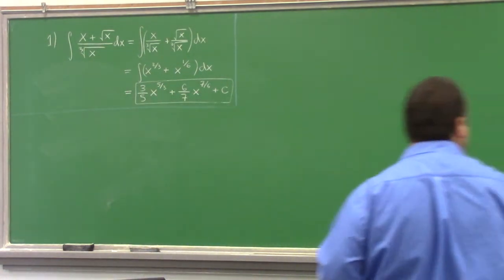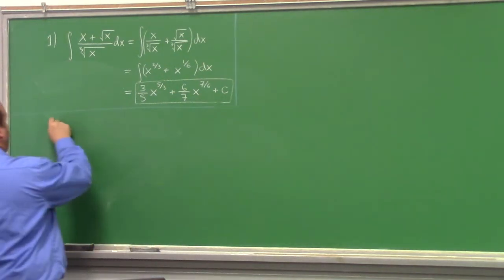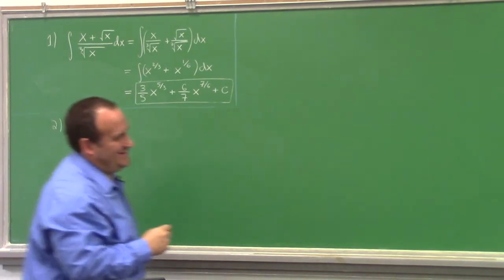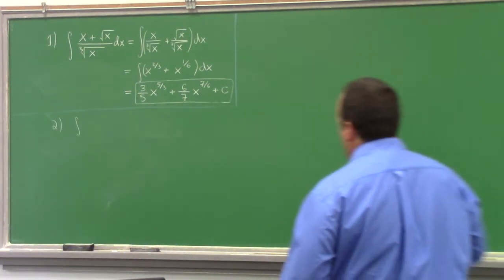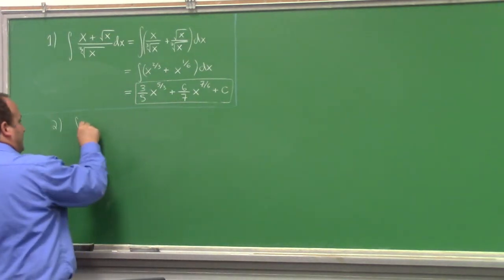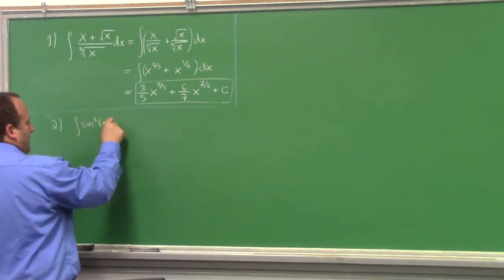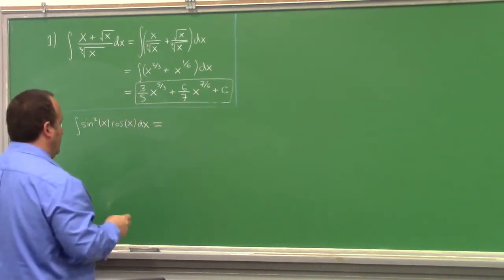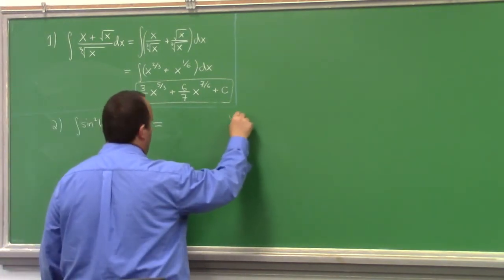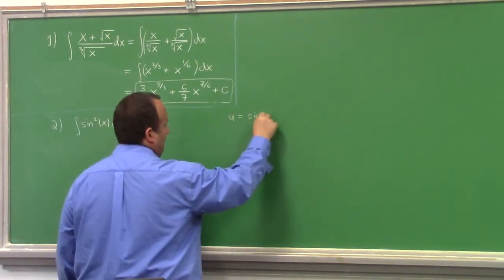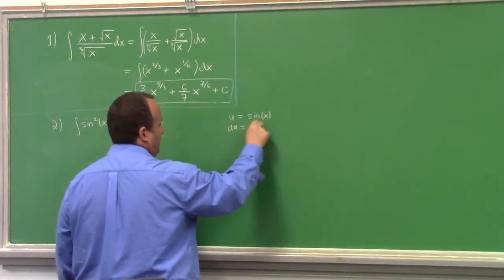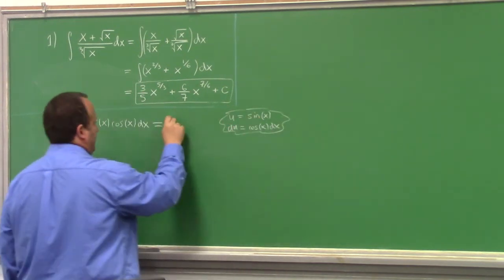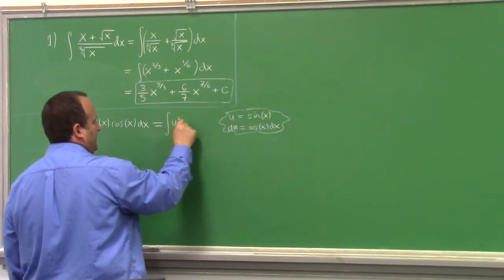Number 2, we're faced with the integral of, what was it? I've already forgotten. Sine squared x cosine x dx. So what do you guys think we should do here? Looks like a u substitution, doesn't it? We should let u equal to what? Yeah, u equal to sine of x. So du is cosine of x dx. And with that substitution, we have u squared du.